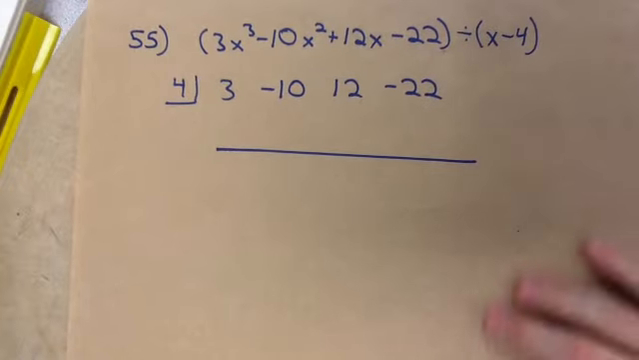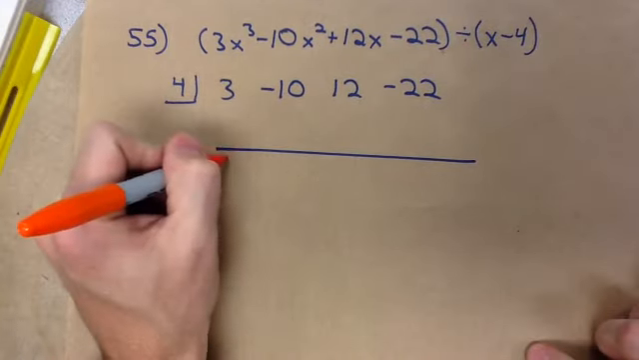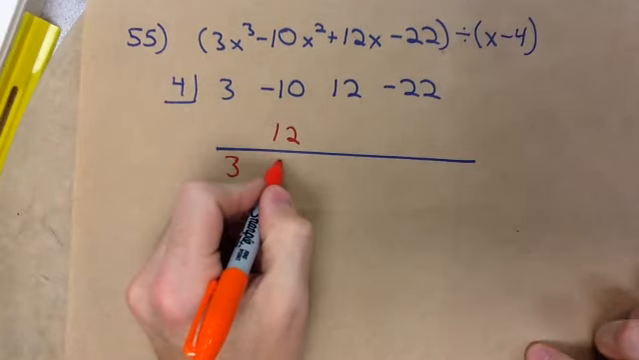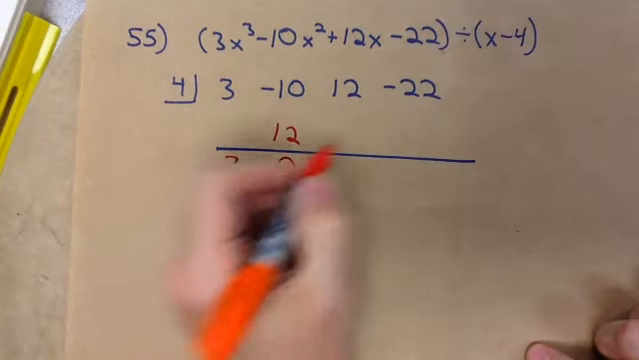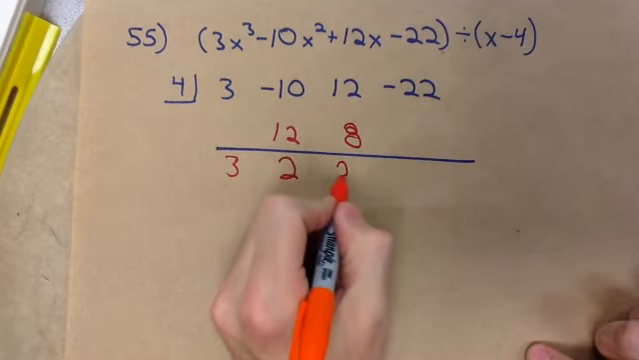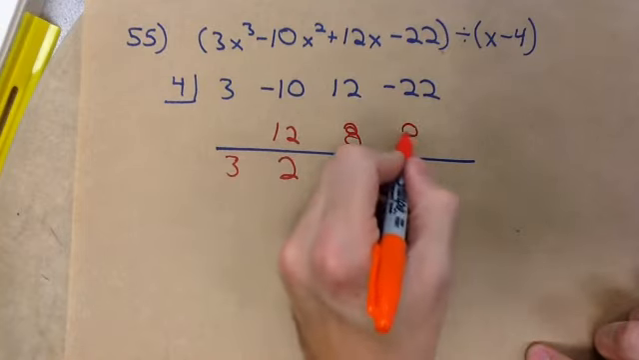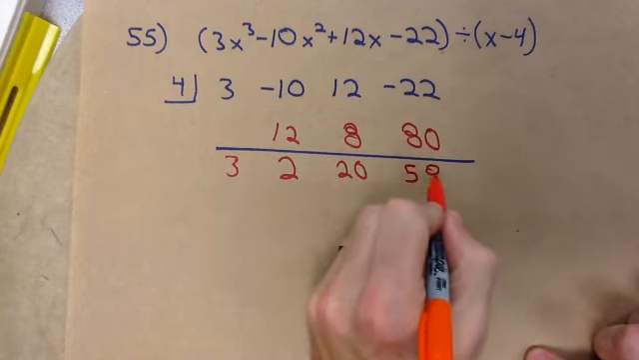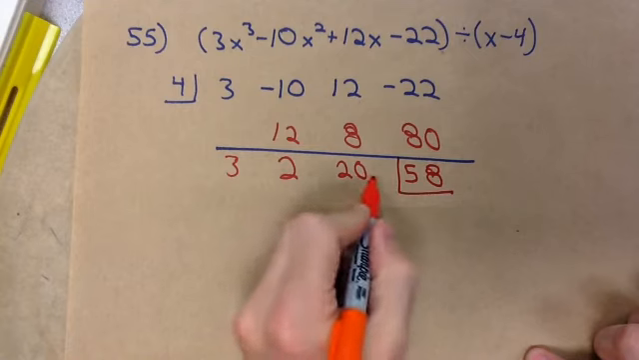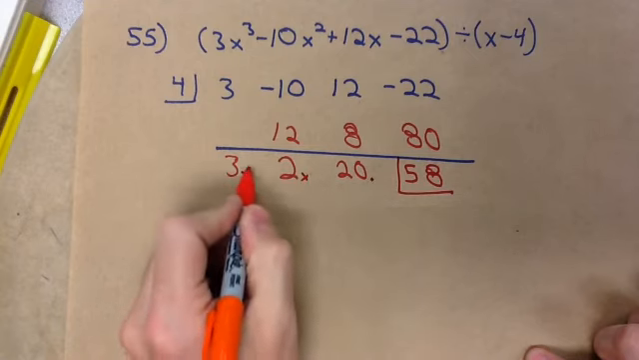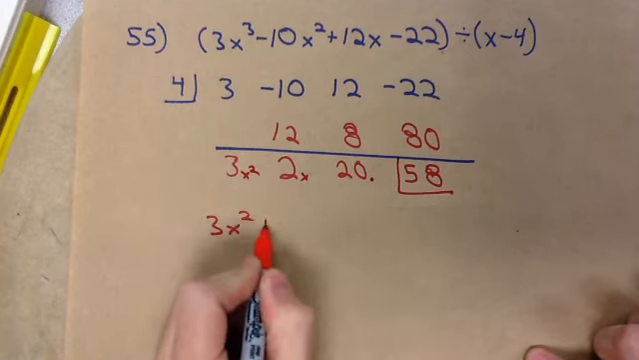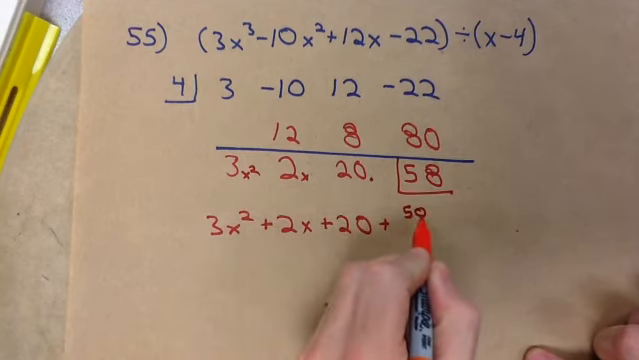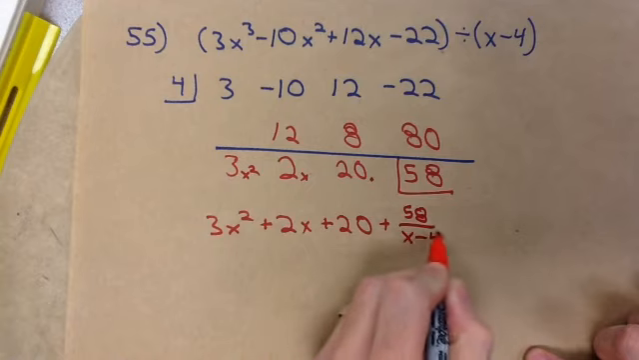For number 55, I'm going to use synthetic division again. I bring down the 3. 4 times 3 is 12. The sum of that is 2. 4 times 2 is 8. Add those, I get 20. 4 times 20 is 80. That leaves me with, looks like, 58. That's my remainder. I have constant, x value, x squared. So that's 3x squared plus 2x plus 20 plus 58 over x minus 4.